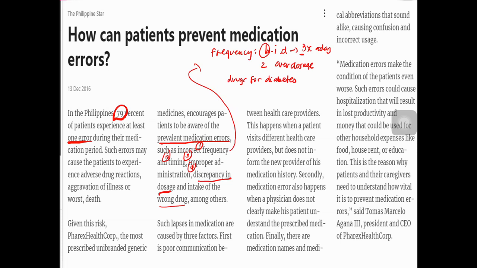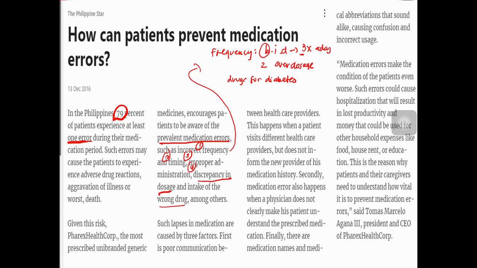This wrong drug could happen specifically for patients who are of old age, okay, or elderly. Why? What can happen to them since they are old? The tendency would be that they could interchange their medication. So such lapses in medications are caused by 3 factors.